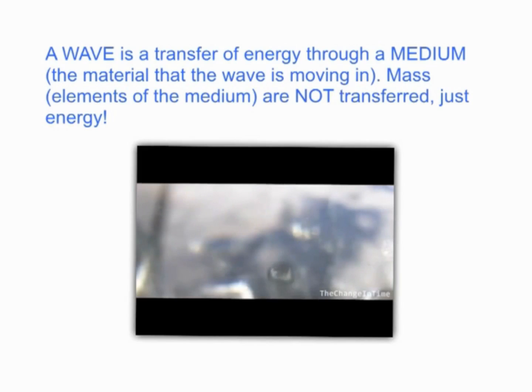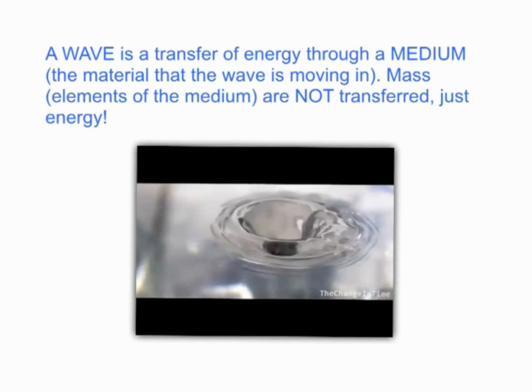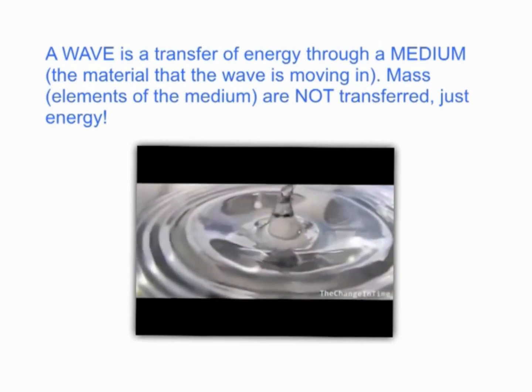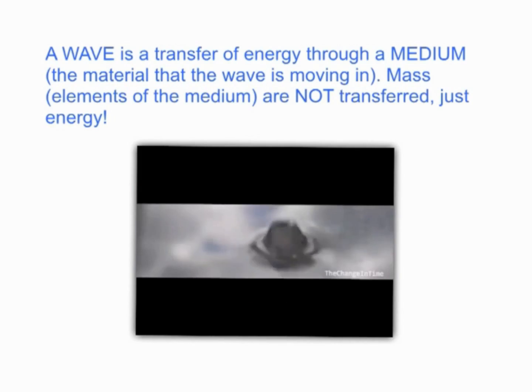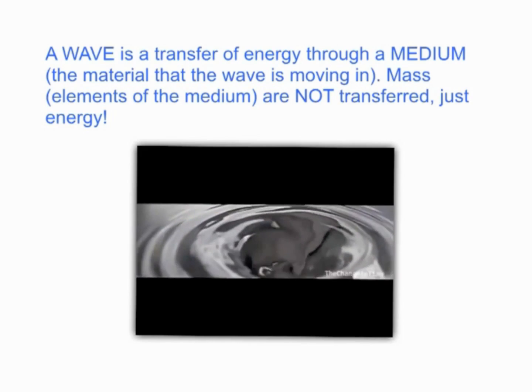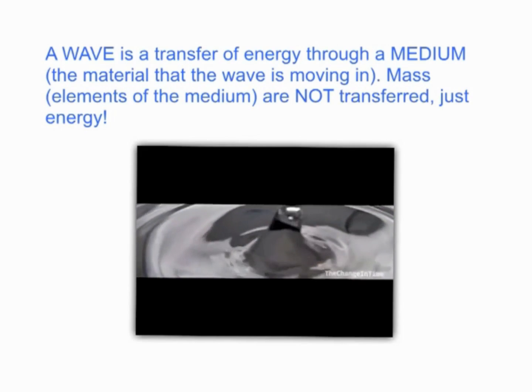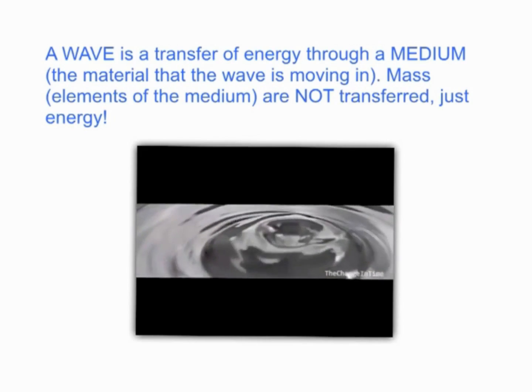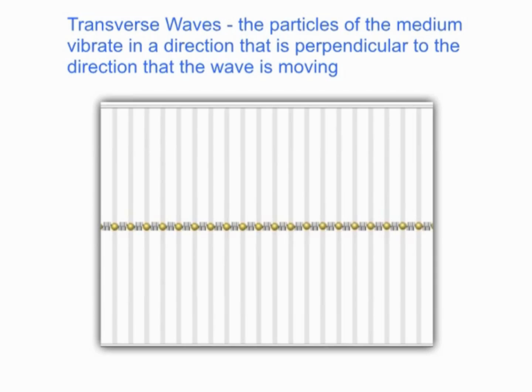A wave is a transfer of energy through a medium, the material that the wave is moving in. Mass, or elements of the medium, are not transferred, just the energy. In other words, in the example we just saw, the beads don't actually move from left to right, they just move up and down. The energy moves from left to right.